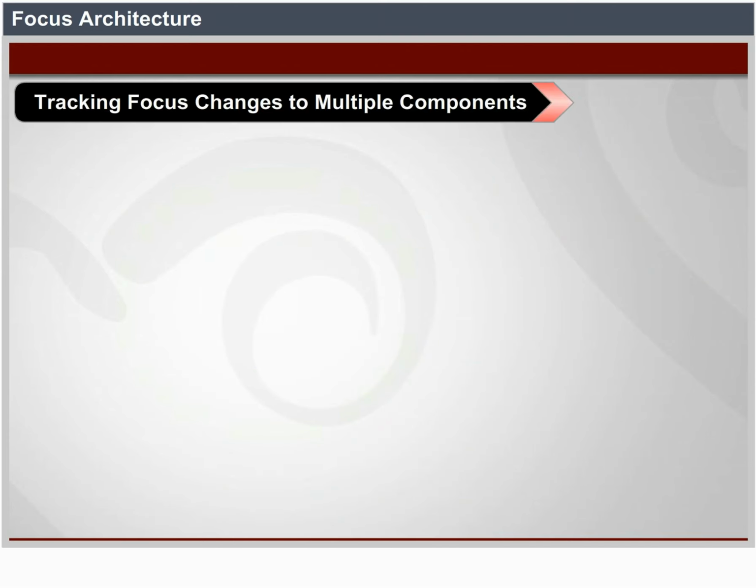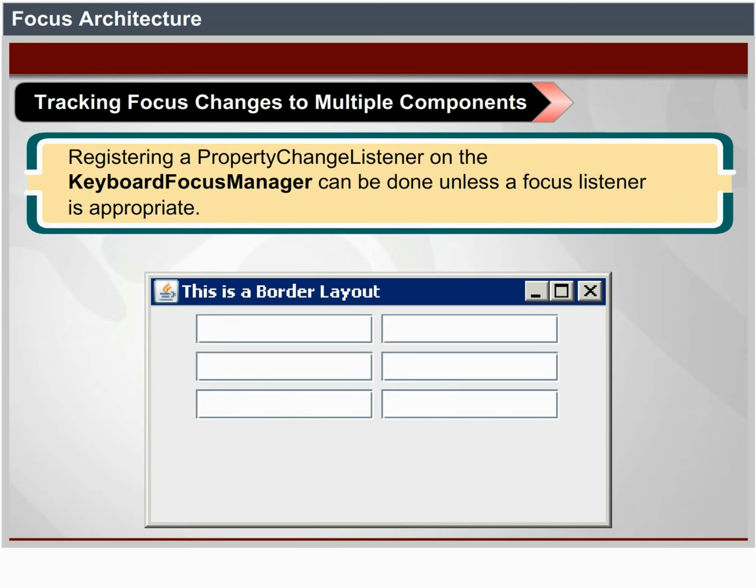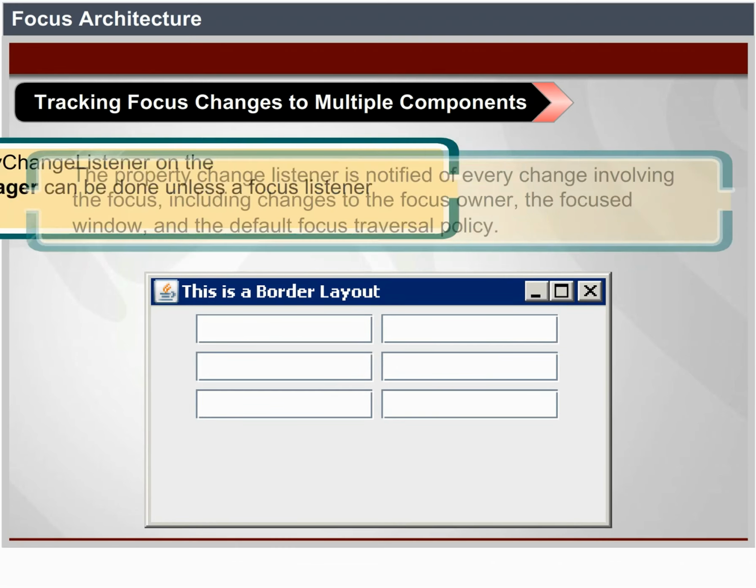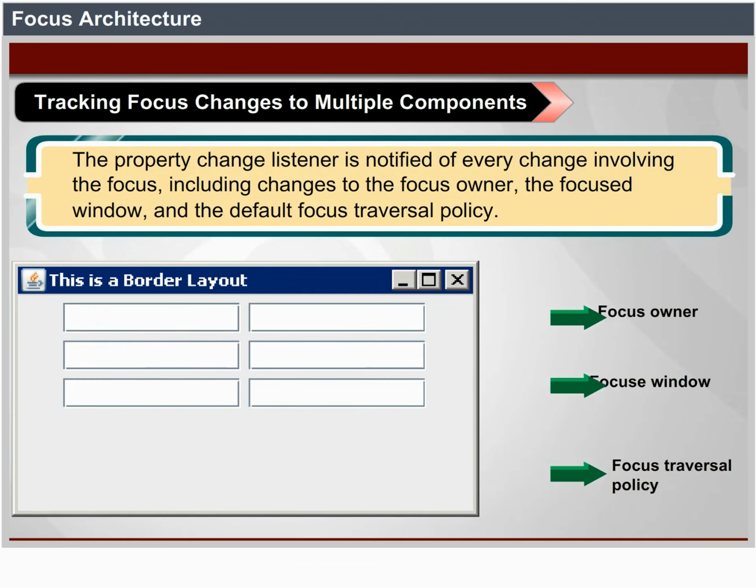Tracking focus changes to multiple components. Registering a property change listener on the keyboard focus manager can be done unless a focus listener is appropriate. The property change listener is notified of every change involving the focus, including changes to the focus owner, the focused window, and the default focus traversal policy.